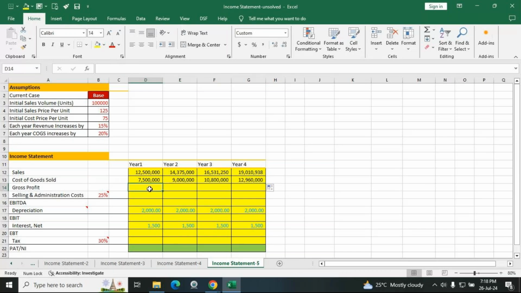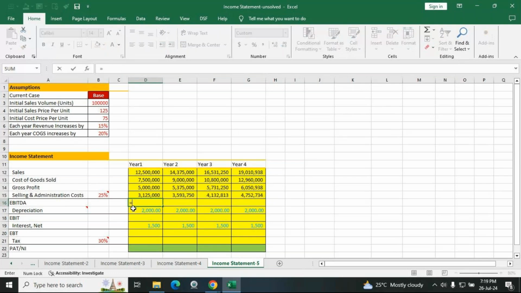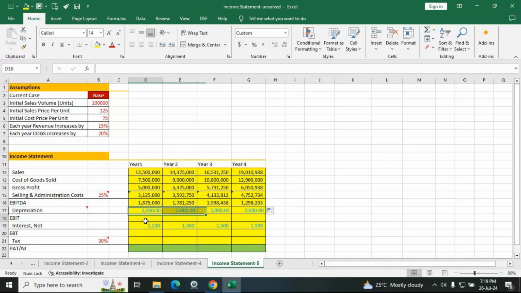So gross profit would be equal to sales minus COGS. Here they are telling selling and administration cost will be on the revenue, so equals sales value into 25%. So EBITDA will be equal to gross profit minus selling and administration cost. Depreciation value is already given. So EBITDA minus depreciation.